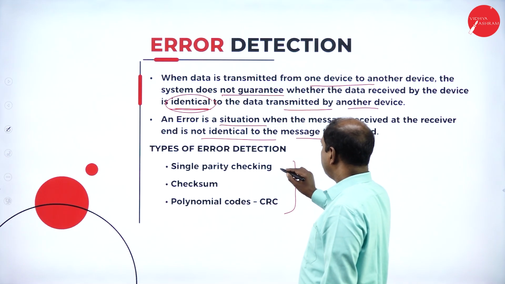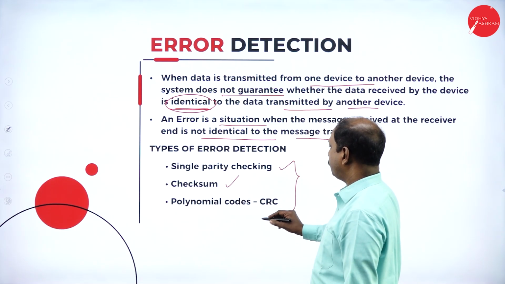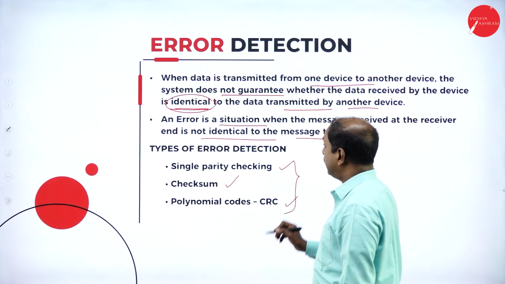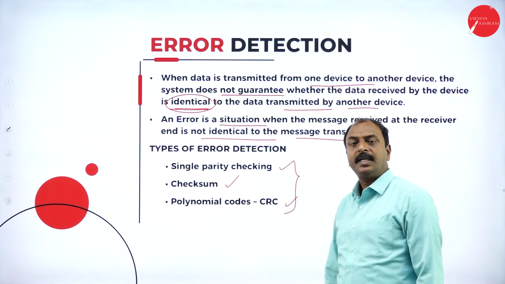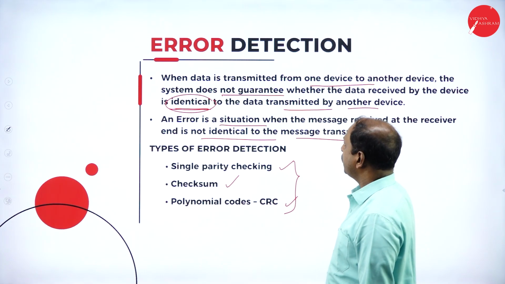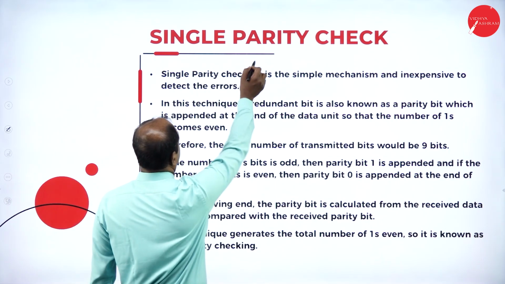One is single parity checking, and second one is checksum. Next one is polynomial codes or CRC. These are the different methods to detect the errors in data transmission. In the next slide, we will see what is a single parity check.